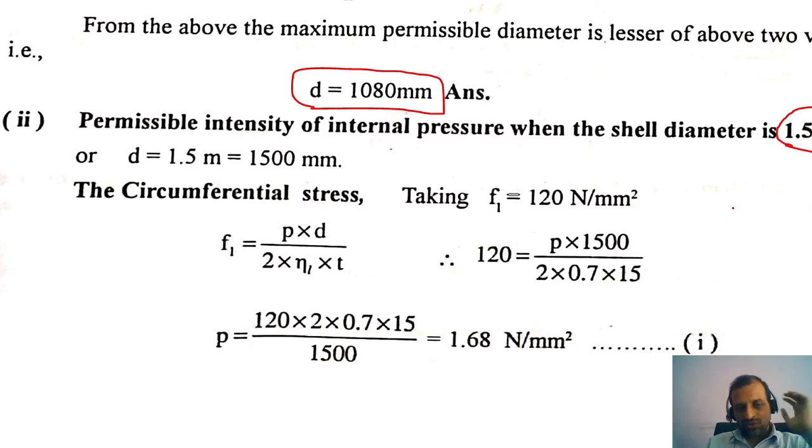So in the second case also you need to consider two cases again. One is for circumferential stress and one more is for longitudinal stress. So D is given as 1.5 meters, so it means it is 1500 mm. So the circumferential stress, taking sigma C as 120 Newton per mm square, because it is given as the limiting tensile stress, right? So again substitute all the values here. 120 is sigma C is PD by 2T.